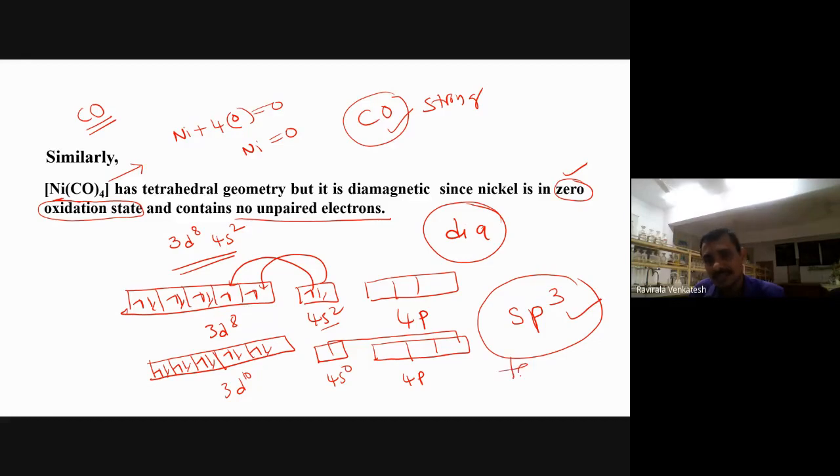The shape will always be tetrahedral. It looks like this: nickel with carbon monoxide, carbon monoxide, carbon monoxide, carbon monoxide. This is called tetrahedral shape. So in examination, they will simply ask the hybridization and the magnetic nature, para or diamagnetic. So these are one mark questions only, but you need to work it out like this.